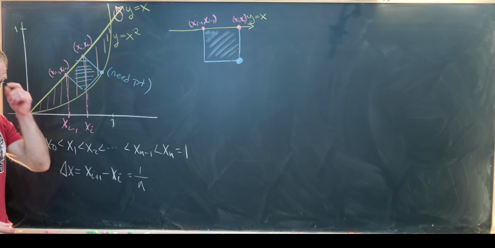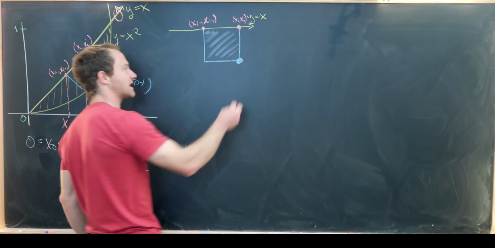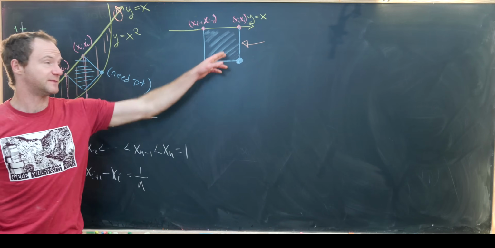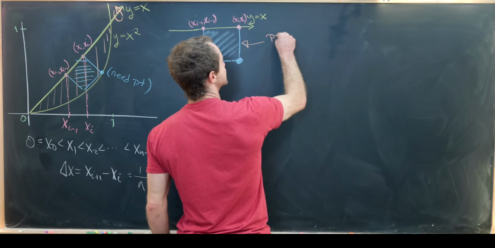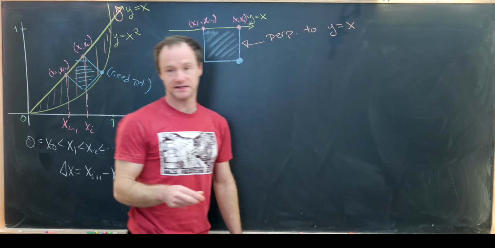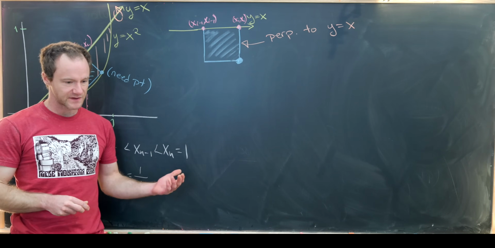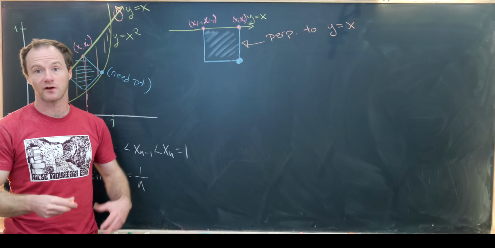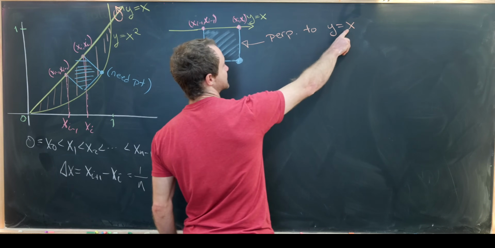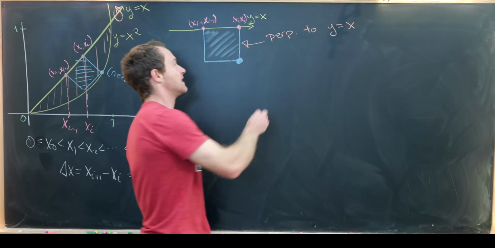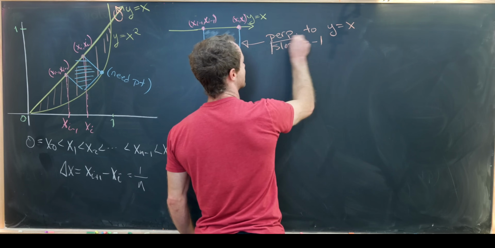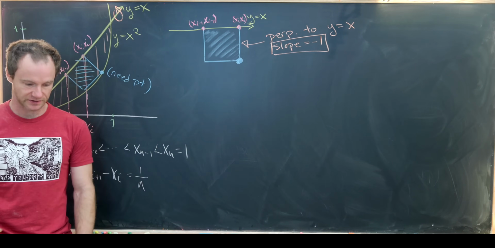Well, in order to calculate those coordinates, I think we could make a couple of observations. So this line segment right here that's being dropped down is perpendicular to the line y equals x. But we know something about lines that are perpendicular and their slopes. Their slopes are negative reciprocals. So the slope of y equals x is 1. That means the slope of this line must be equal to -1. So that's a good piece of information.